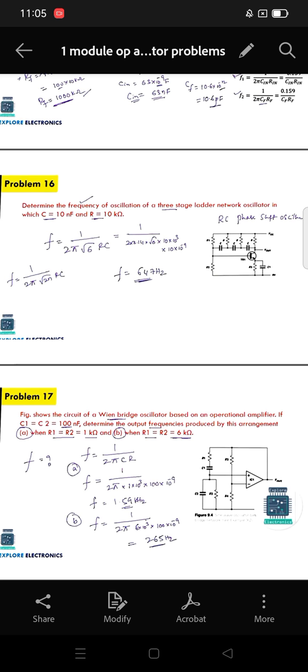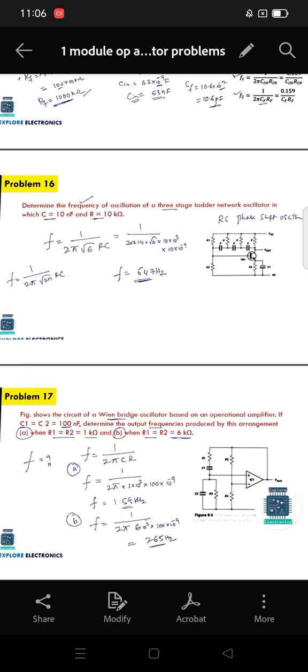The frequency of oscillation for the Wien bridge is F equals 1 by 2 pi CR. Then substitute the C value and R value. For A, R value is 1 kilo ohm. Then C value is 100 nanofarad. Substitute the C and R in the equation. Then you will get F as 1.59 kilohertz.